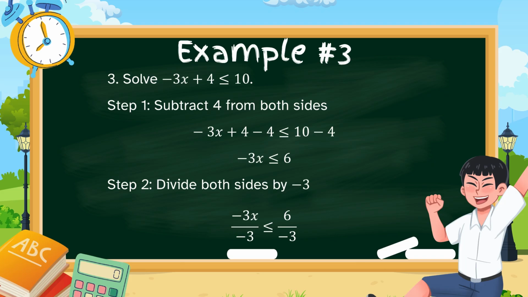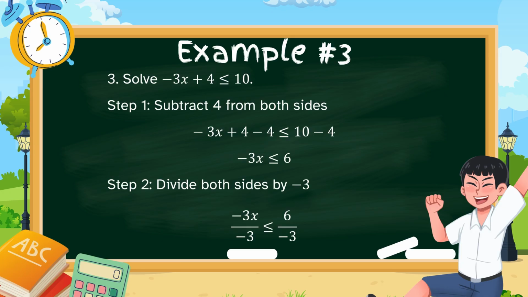First, we follow the same process. We want to get the -3x term by itself. Step 1. Subtract 4 from both sides. We start with -3x + 4 ≤ 10. We subtract 4: -3x + 4 - 4 ≤ 10 - 4.